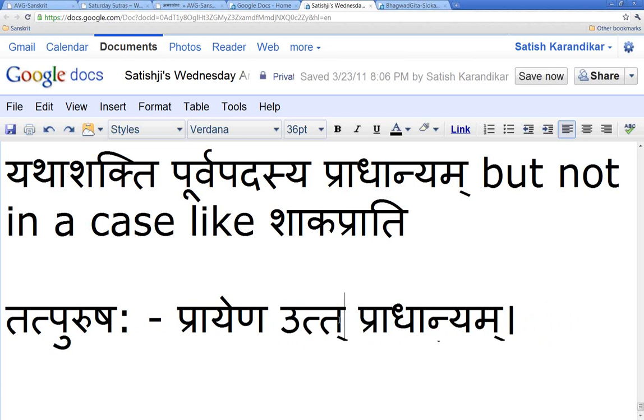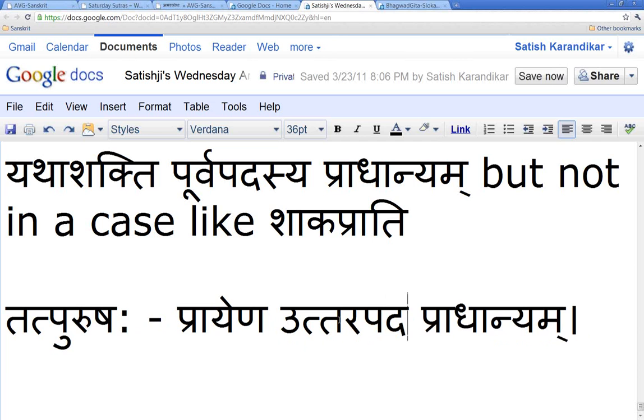Uttarapadasya Pradhanyam. So while we're on this topic, let us finish the Bahuvrihi also. We'll come back to Tatpurusha for a second, and then we'll compare with the Bahuvrihi. The word Tatpurusha itself is a Tatpurusha compound: Tasya Purushaha Tatpurushaha, his man, somebody's man. So remember that also. So is the Bahuvrihi.